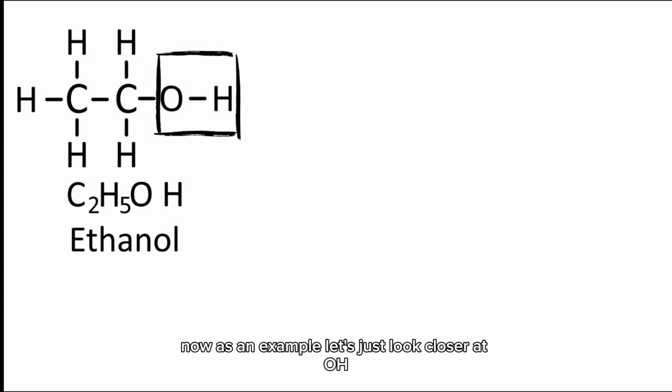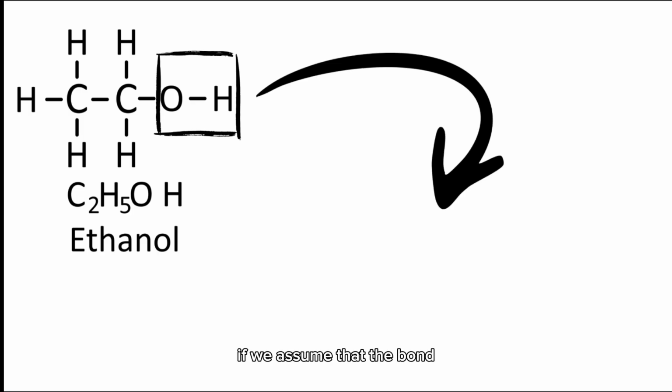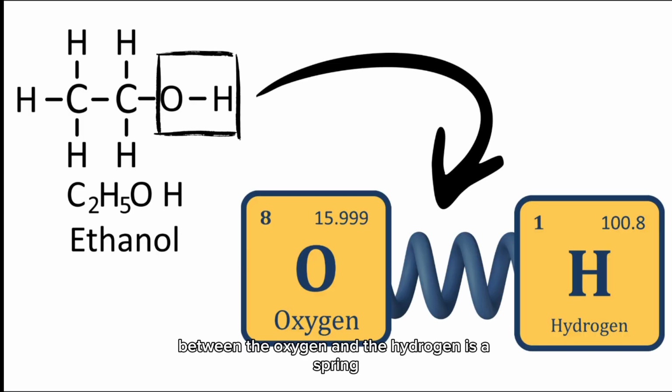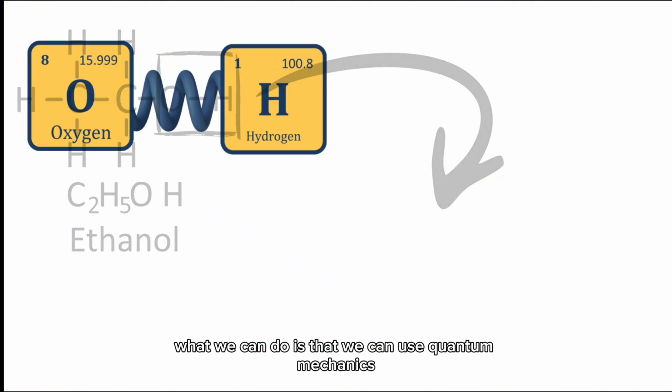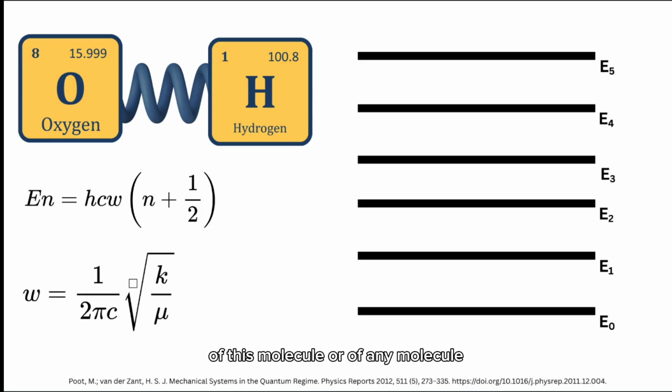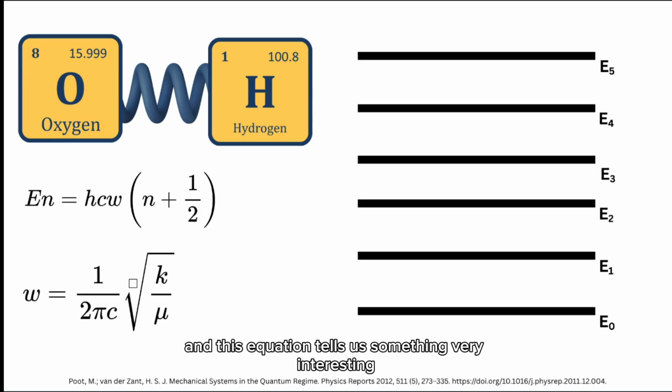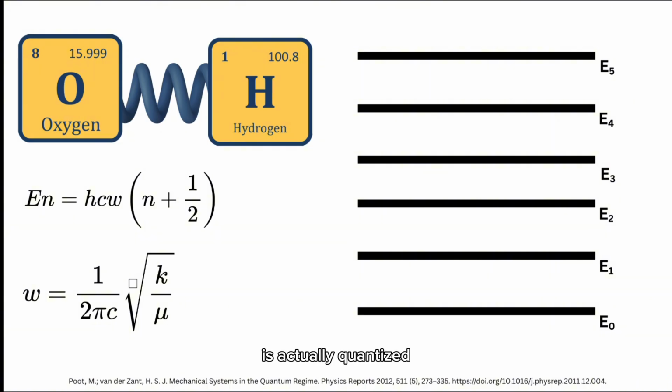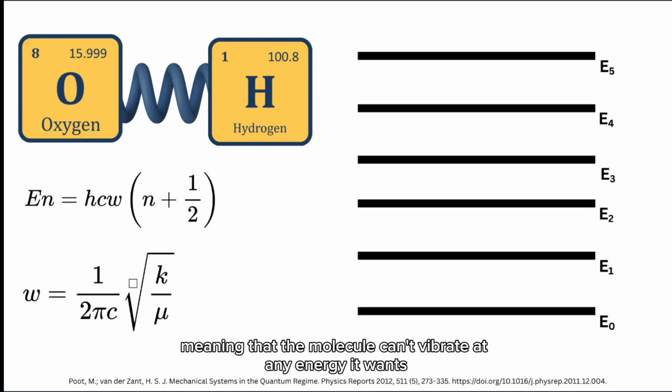Now, as an example, let's just look closer at OH. If we assume that the bond between the oxygen and the hydrogen is a spring, and that spring obeys Hooke's law, we can use quantum mechanics to solve for the vibrational energy of this molecule, or of any molecule. And that's the equation we get, and this equation tells us something very interesting. It tells us that the vibrational energy of any molecule is quantized, meaning that the molecule can't vibrate at any energy it wants, it can only vibrate at very specific, distinct energy levels. And in order to go from one energy level to the next energy level, it has to absorb a very specific amount of energy.